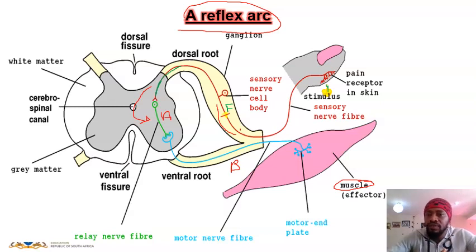Impulses don't travel through the sensory neuron to the connector neuron, 1 mark. No pain is felt, 2 marks. Impulses don't travel through the motor neuron, 3 marks. No response is executed, 4 marks.